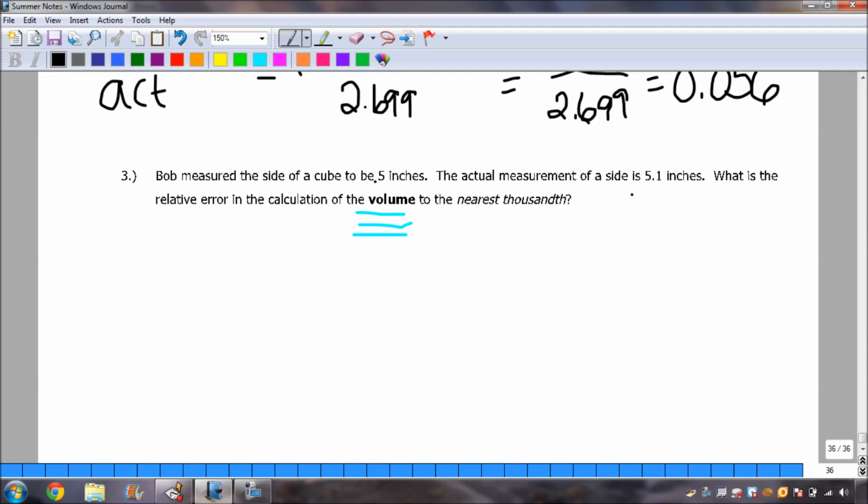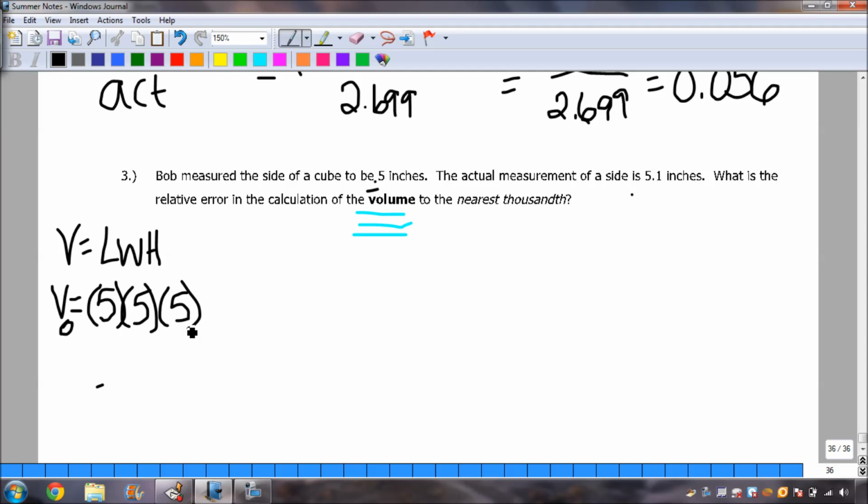So the first thing I have to do is find the volume. I know the volume of any box is length times width times height, right? And I know that in a cube, all the sides are equal. So this is the observed volume, because he observed the side to be 5 inches. I would do 5 times 5 times 5, but don't forget that the volume of a cube is just the side cubed. So my observed volume, when you multiply 5 by 5 by 5, is 125.